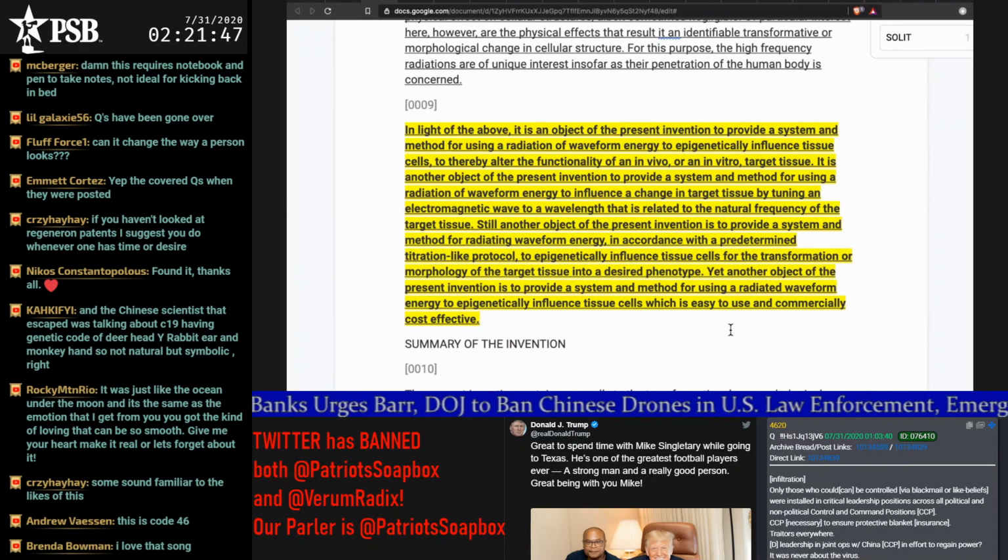It is another object of the present invention to provide a system and a method for using a radiation waveform energy source to influence a change in a target tissue by tuning an electromagnetic wave to a wavelength that is related, similar to the natural frequency of the target tissue. We're talking about tissue resonance, cellular resonance, organ resonance.